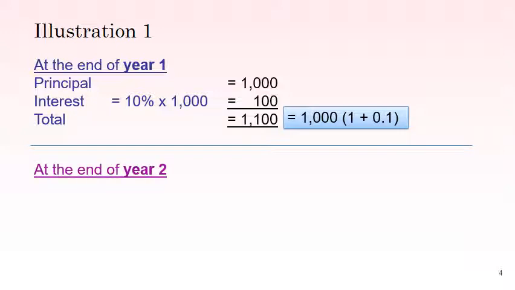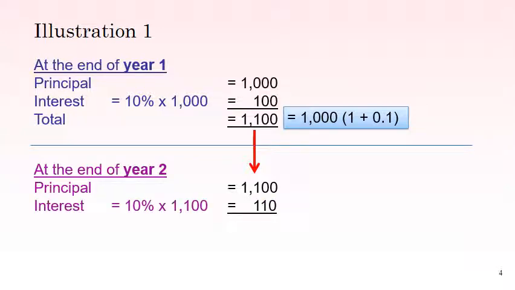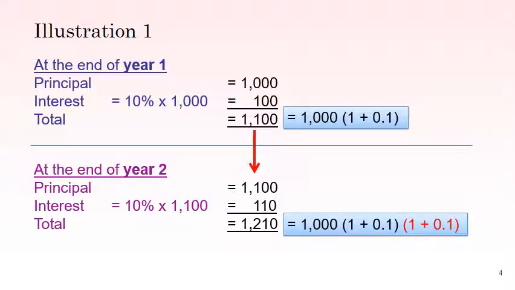At the end of year 2, the principal is 1.1k. This is brought forward from the end of year 1. Interest is 10% times the new principal value of 1.1k, so the interest earned at the end of year 2 will be 110. The total adds up to 1210. It can be written in this format: 1,000 times (1 plus 0.1) times (1 plus 0.1).